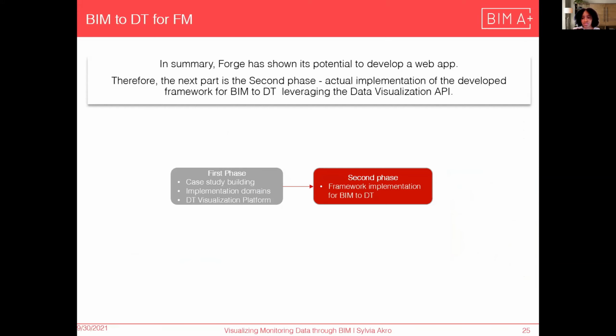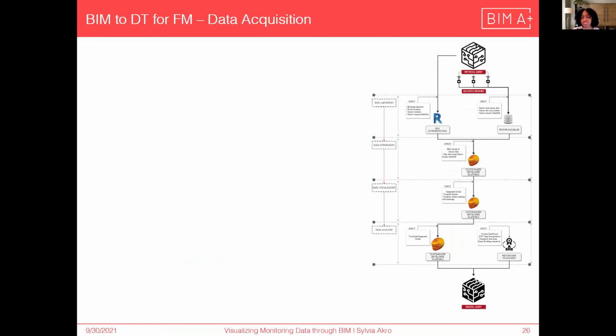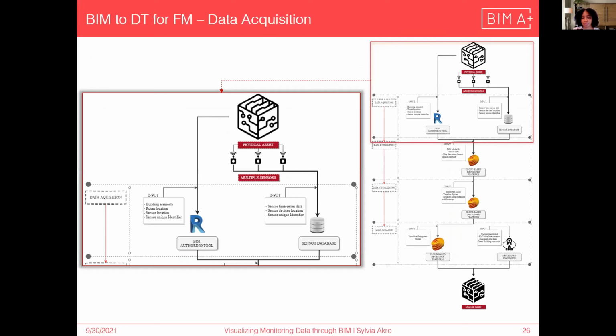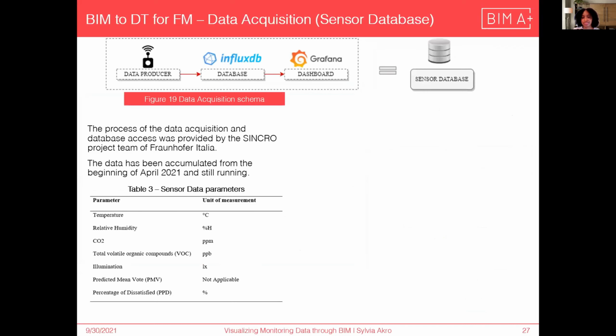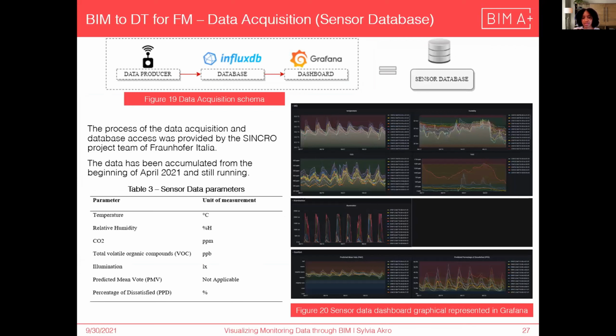So going into the second phase of the implementation, we start with the data acquisition to collect the data. Here the acquisition was through the Revit model and the sensor database. The sensor database used in this case was the Influx database, and it was graphically viewed in Grafana. And here is a summary of the sensor parameters visualized in the model.